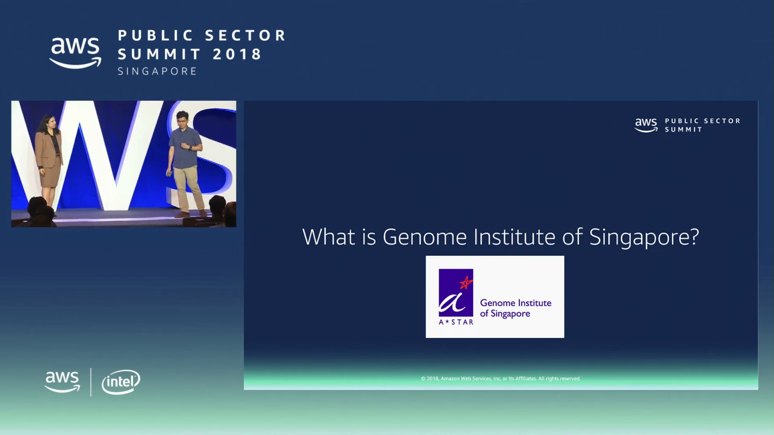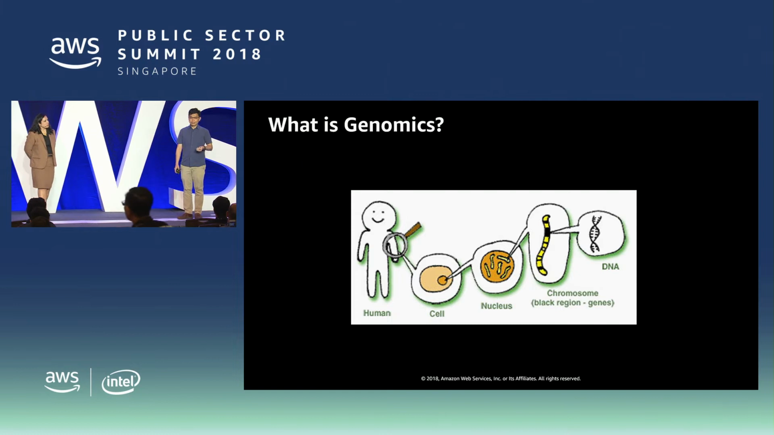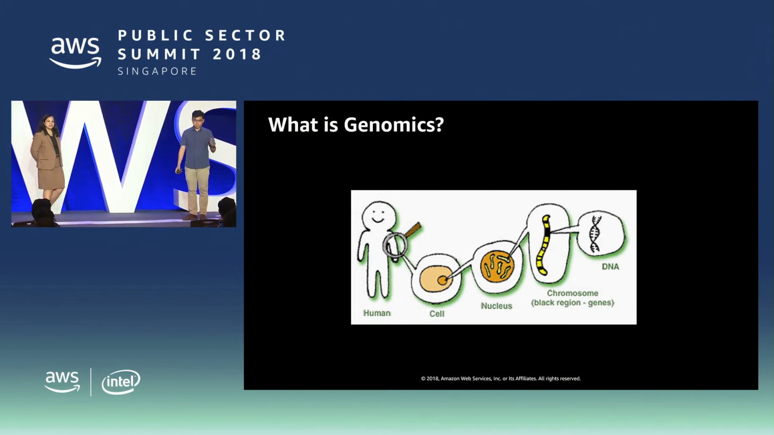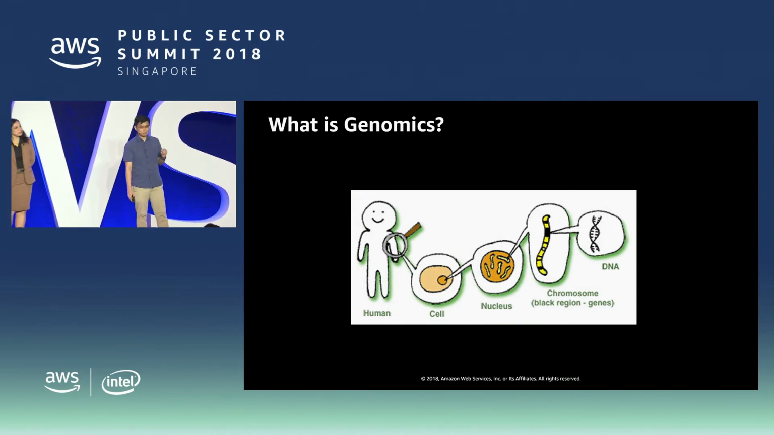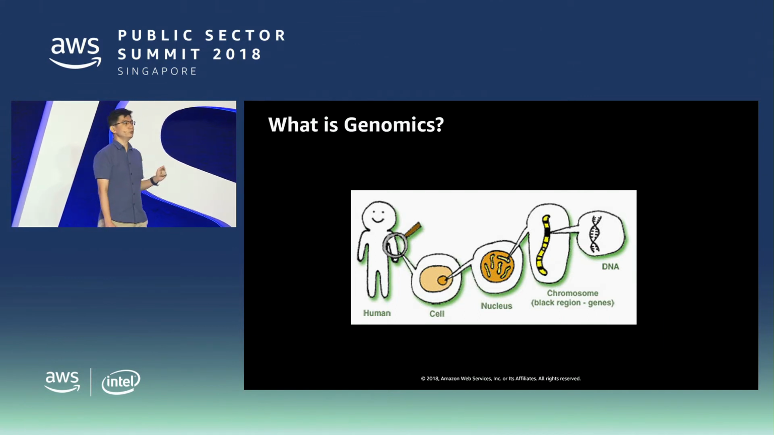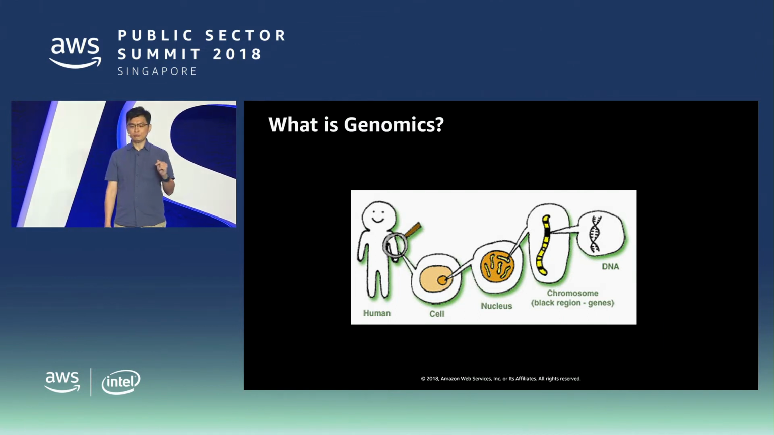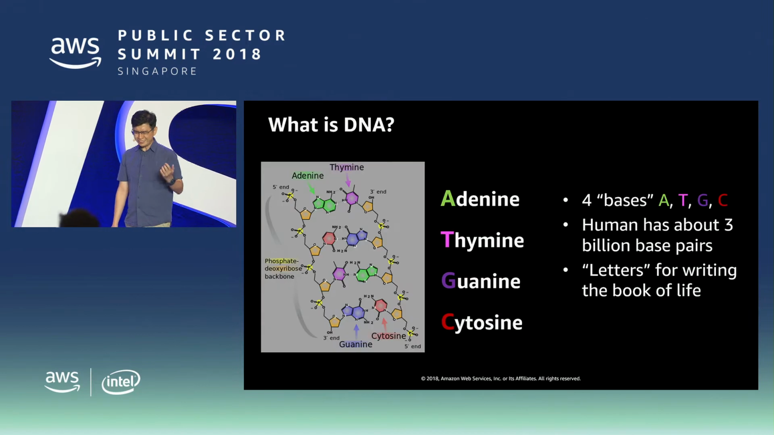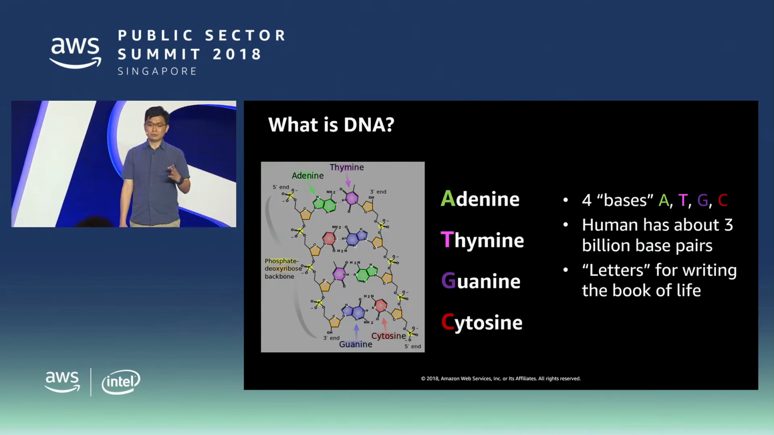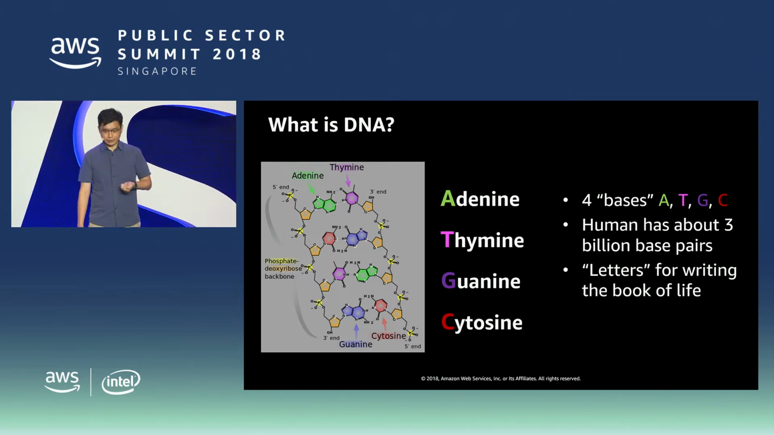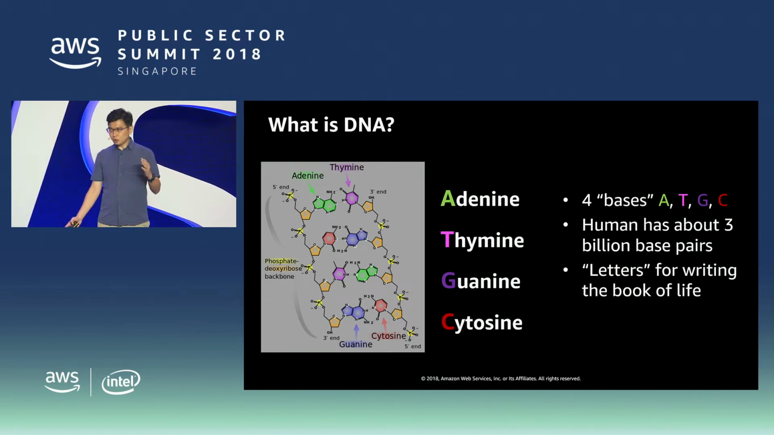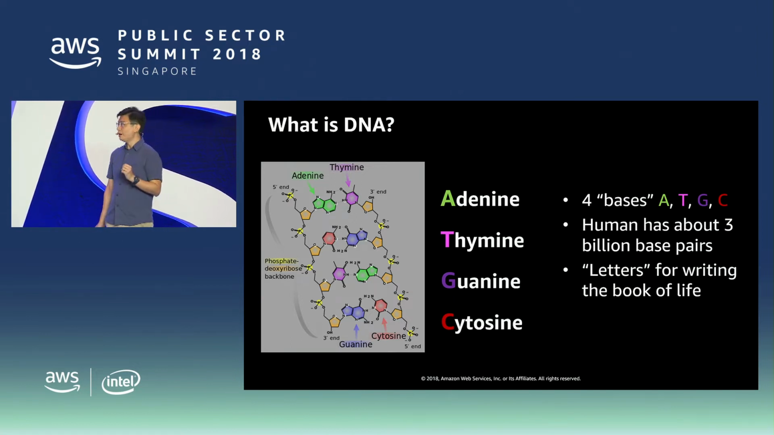I'll try. Say all of us here, human, hopefully. We have cells. If you look at our cells, you see a nucleus. If you look into that nucleus, you see chromosomes. If you peek in that chromosome, you find DNA. So what is DNA? That's basically 4 compounds or bases: adenine, thymine, guanine, and cytosine. We label them using that first letter. A human typically has about 3 billion base pairs.